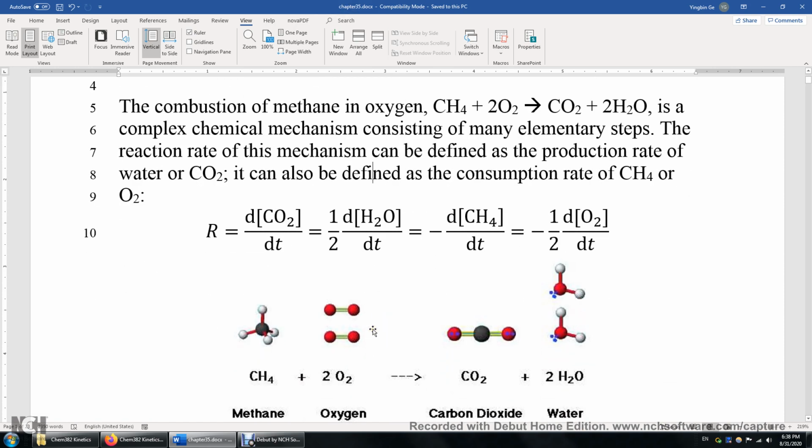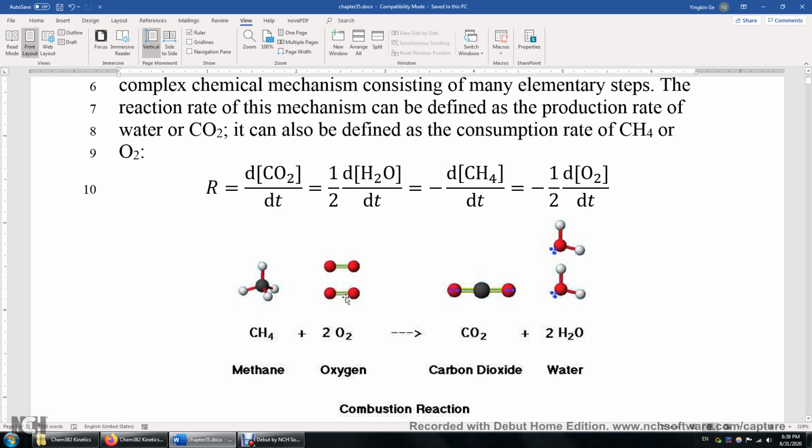Now let's look at these molecules. CH4, O2, CO2, water. In this reaction, well, it seems we need to break this double bond. We need to break this double bond. We need to break all 4 CH bonds. And then we have to form 2 CO double bonds and 4 OH single bonds. You can't just break these 6 bonds at the same time and then form these 6 new bonds. So this chemical reaction has to be a very complex mechanism.